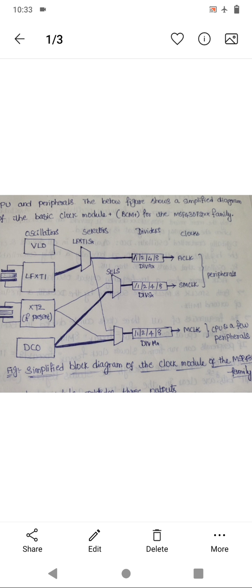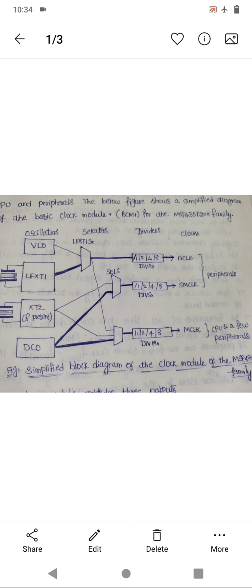We already know that most of the clocks we use are MCLK or SMCLK, which will be in the megahertz range. Whereas ACLK, the auxiliary clock, is typically much slower. Compared with MCLK or SMCLK, the auxiliary clock is very much slower and is usually in the range of 32 kilohertz.